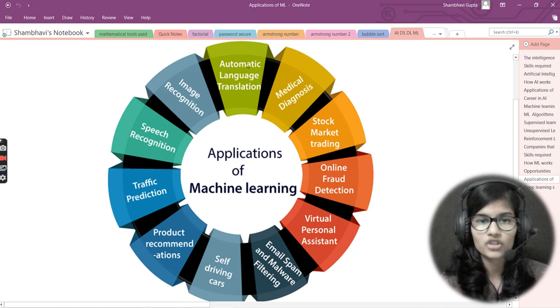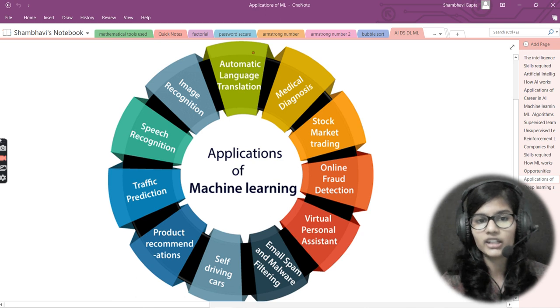Okay, what are the applications of machine learning? Now we'll be seeing that. Automatic language translation, medical diagnosis, stock market trending, online fraud detection, virtual personal assistant, email spam and malware filtering, self-driving cars, product recommendation, traffic prediction, speech recognition, image recognition. These are all the applications of machine learning.